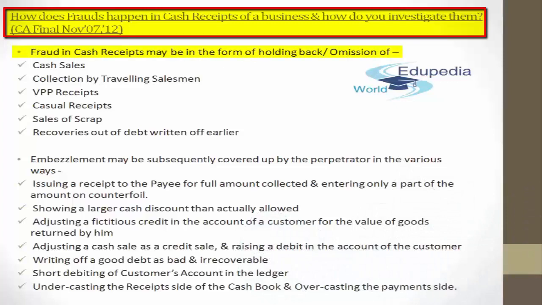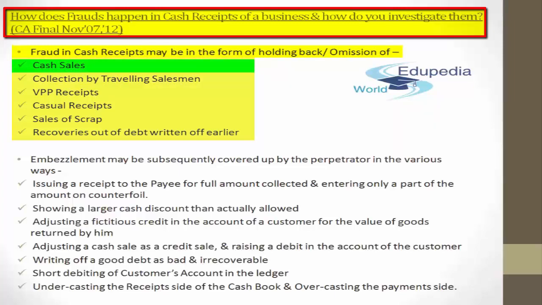So guys, fraud in cash receipts may happen in the form of holding back or omission of what? Number one, you're holding back or omitting your cash sales. Okay, again the same thing. You're just not providing the receipt to the persons around, and you are keeping the cash in your pocket and just not reflecting the same in your books of accounts.